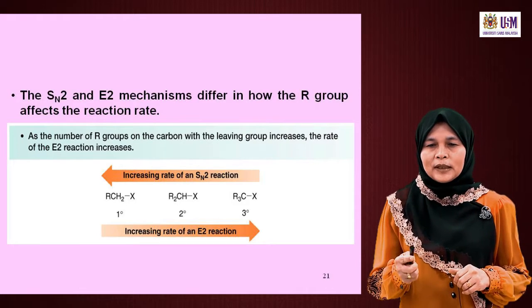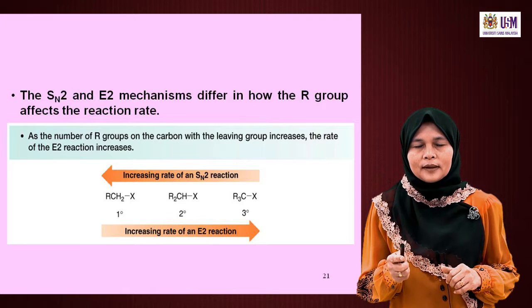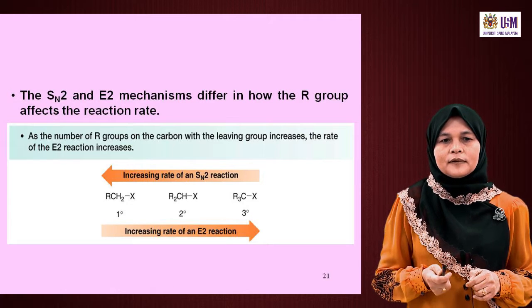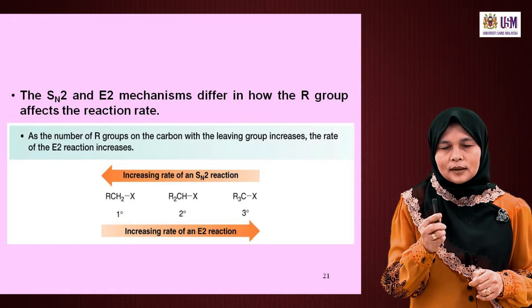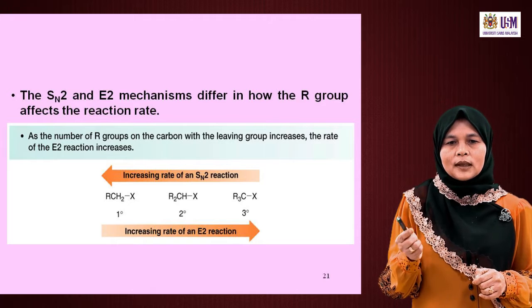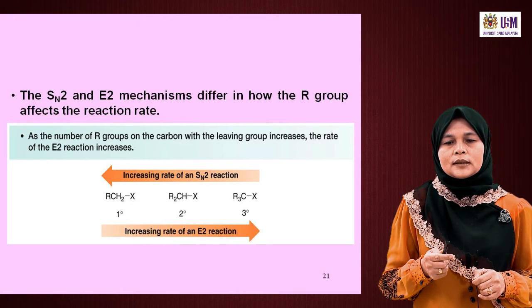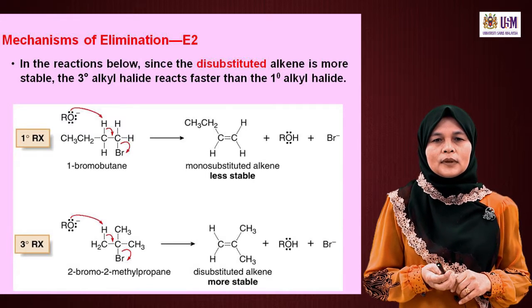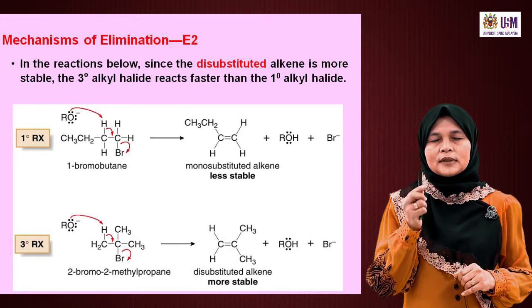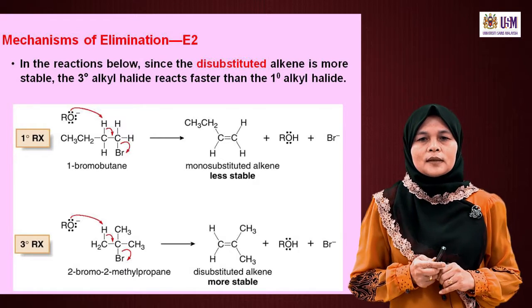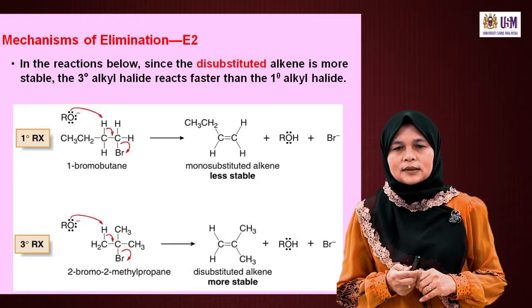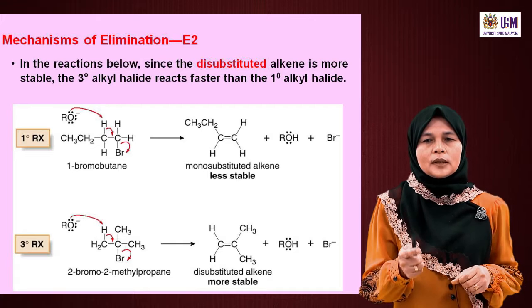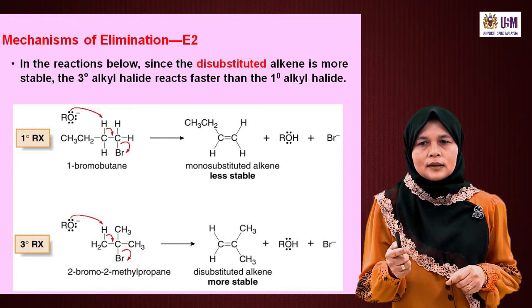The SN2 and E2 mechanisms differ in how the R groups affect the reaction rate. As the number of R groups on the carbon with the leaving group increases, the rate of the E2 reaction increases. So the rate of the SN2 reaction increases from right to left, but the rate of the E2 reaction increases from left to right. Increasing the number of R groups on the carbon with the leaving group forms a more highly substituted, more stable alkene in the E2 reaction. From the structures below, 1-bromobutane and 2-bromo-2-methylpropane, the disubstituted alkene is more stable.